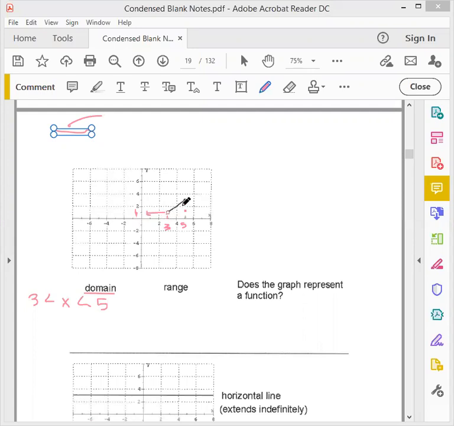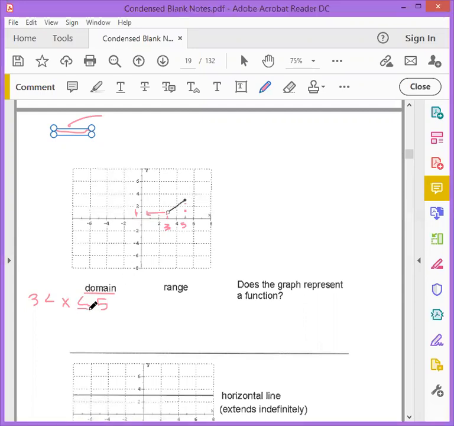Now could x be equal to 5? Yes, because we see the colored in circle. So x could be less than or equal to 5, but it can't be 3. It could be greater than 3, equal to 5, any number that's between this range. We'll represent that as 3 less than x, less than or equal to 5.